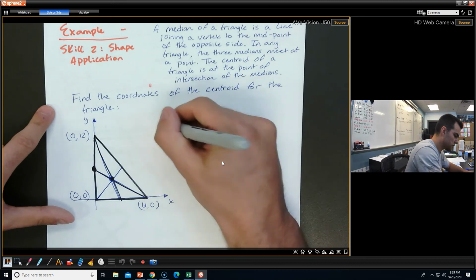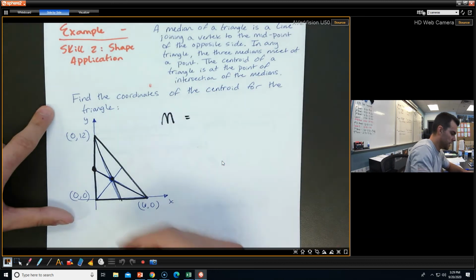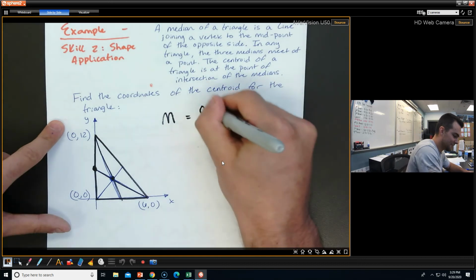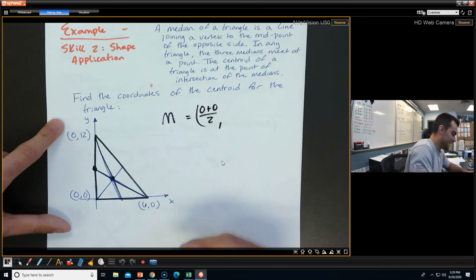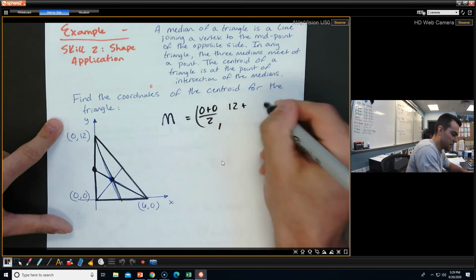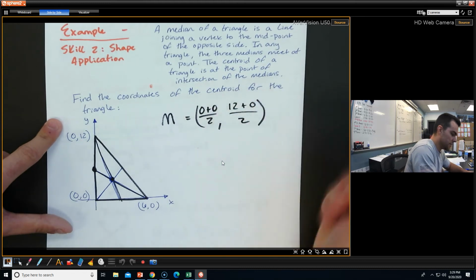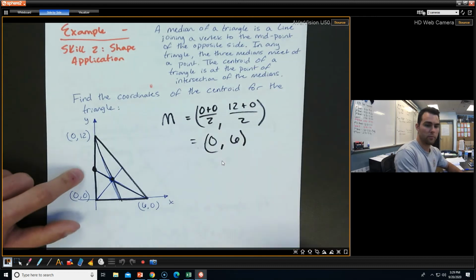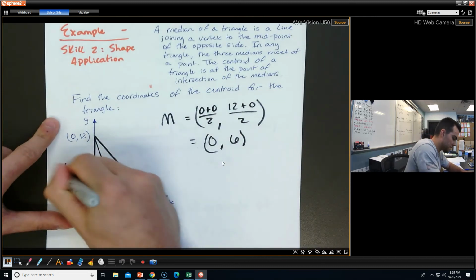And I'll do that for this first one. So your midpoint is going to be the sum of your x coordinates, so 0 plus 0 over 2. And then the second one's going to be 12 plus 0, the sum of your y coordinates divided by 2. And so you'll get 0, 6 as your midpoint for right here, which makes sense.